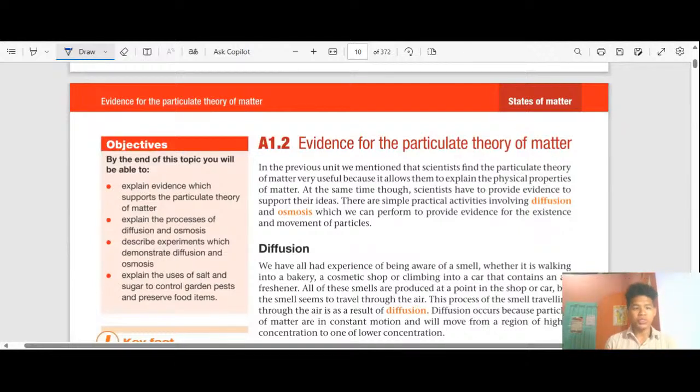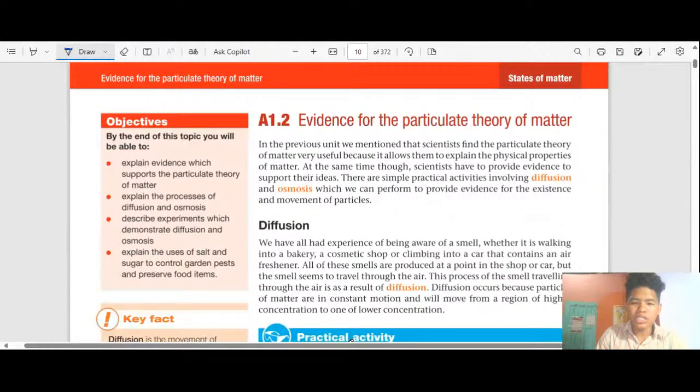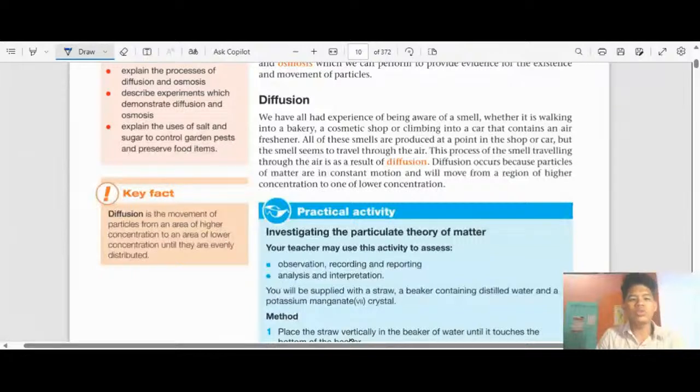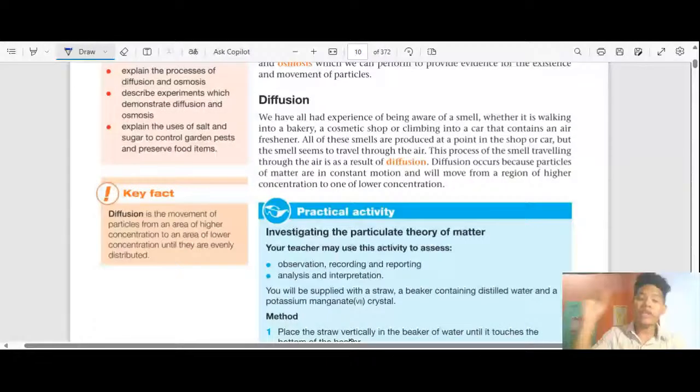So diffusion, according to the text: we all have had experiences of being aware of a smell, whether it is walking into a bakery, a cosmetic shop, or climbing into a car that contains an air freshener. All of these smells are produced at a point in the shop or car, but the smell seems to travel through the air. The smell traveling through the air is a result of diffusion. Diffusion occurs because particles of matter are in constant motion and will move from a region of high concentration to one of lower concentration.